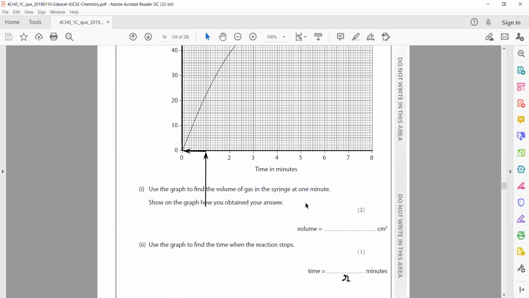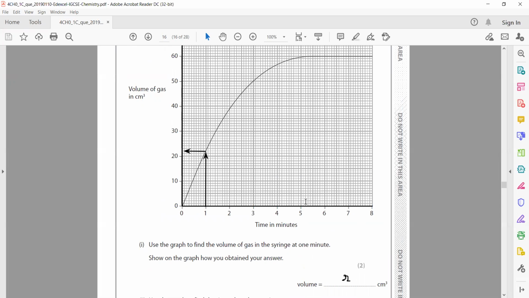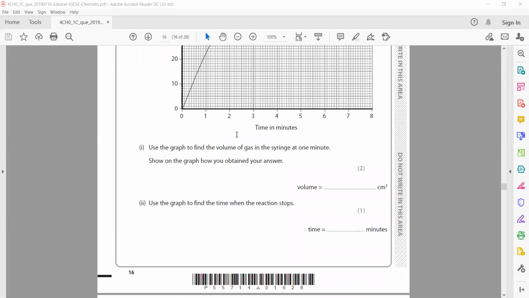Use your graph to find the time when the reaction stopped. So the reaction stops when there is no change in the volume. So this will be the time interval. Each is representing 1, so this is 1, 2 and 3 minutes. So at 5.3 minutes the reaction has stopped. So this was 22 and here it is 5.3.